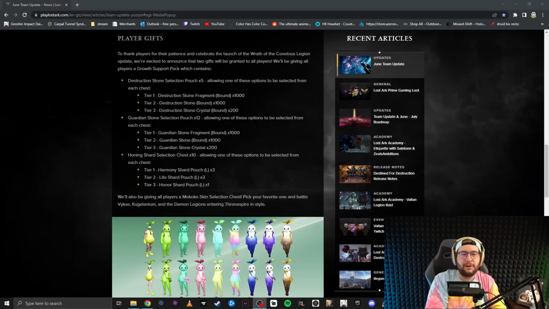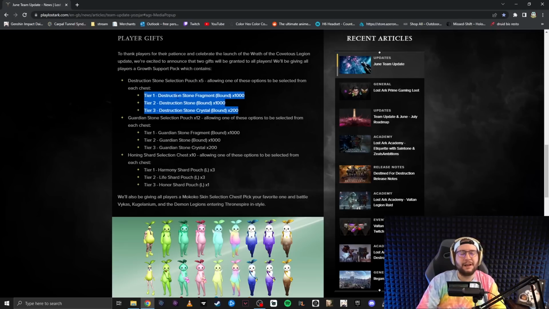Now on to the juicy part. Every destroyer just wet their pants. We're getting a ton of player gifts. We're getting some honing materials. I personally feel like this is pretty sweet. This looks like we're getting that pack that we had seen in the shop last week, the Punica support pack or whatever it was, but given to us for free. So we're going to be getting 5 destruction stone packs, 12 guardian stone packs, and then 10 honing shard packs.